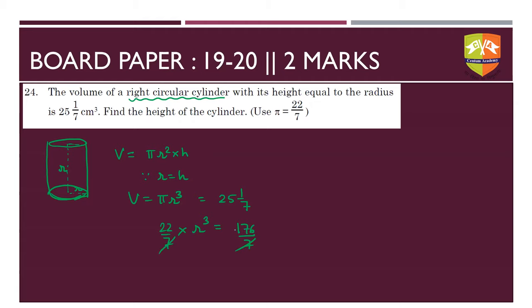Clearly this is divisible by 22. 176 is how many times 22? 10, 16 times, isn't it? No, 8 times. So 22 is 8 times, right? So R cube is 8, and R is 2 centimeter. Do not forget to add the unit, right? 2 marks.